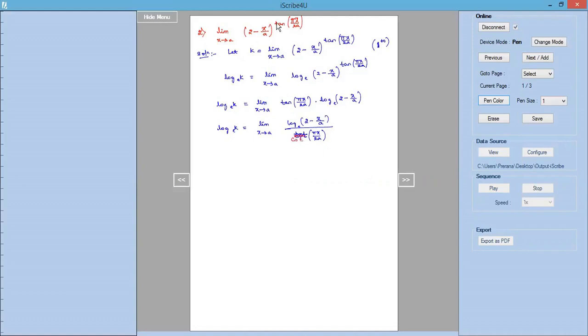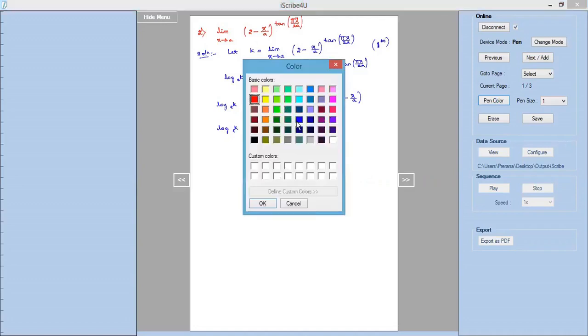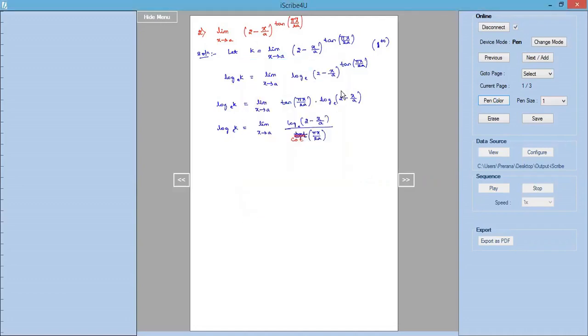Cot of pi x by 2a. Now we will have to observe it is of what form. Once it is into the form 0 by 0 or infinity by infinity, we can apply L'Hopital rule. So let us check that orally by applying the limit as x tends to a.